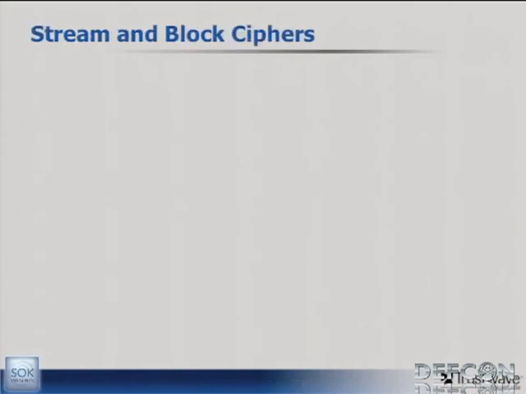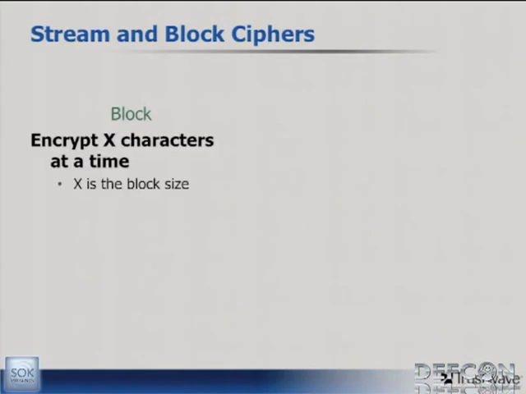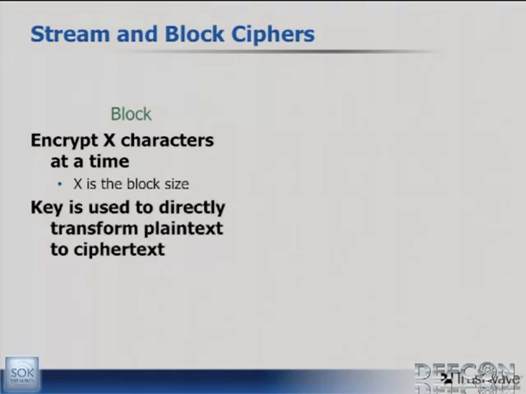So we can split the set of ciphers into stream and block ciphers. Now, if there are any cryptographers out there, maybe there's something else that I'm unaware of, and I apologize for that. But as for stream and block ciphers, with a block cipher, you take the message in chunks and encrypt each of them one by one. So the key is used directly to transform the plain text into the ciphertext.